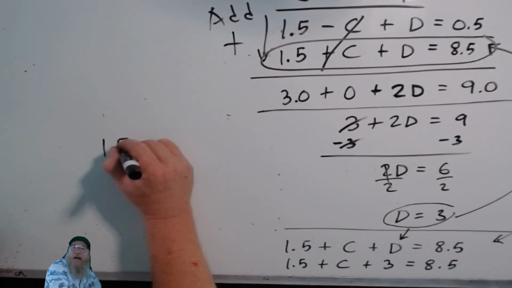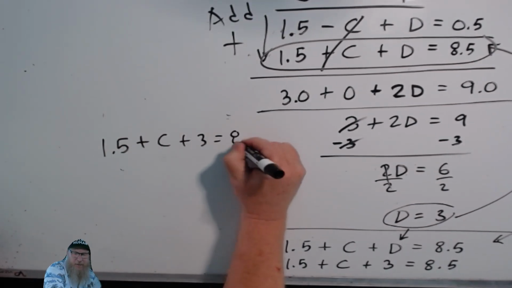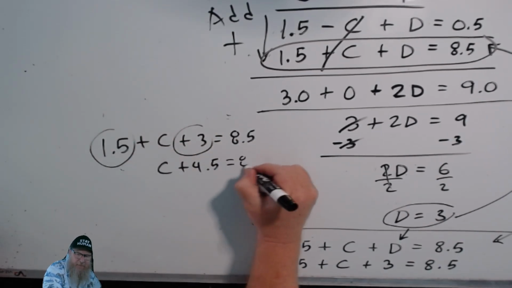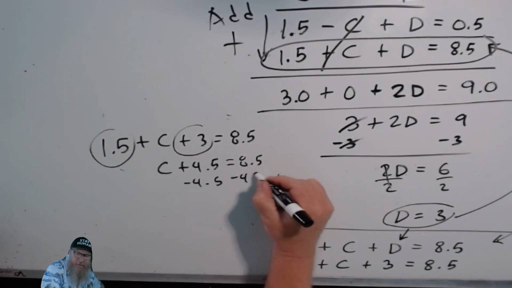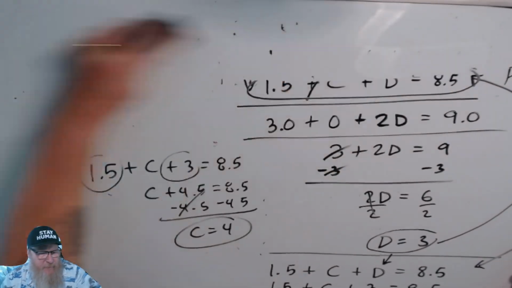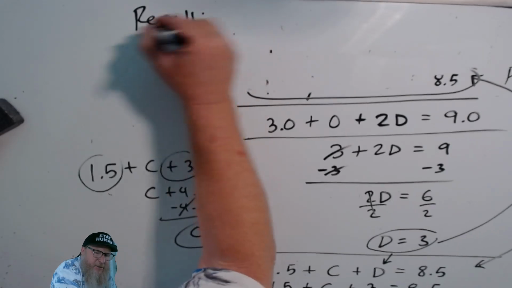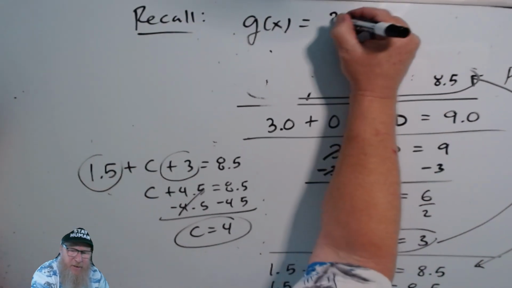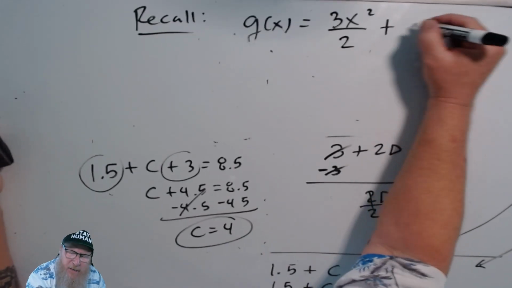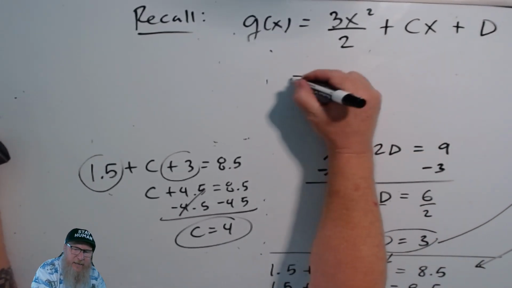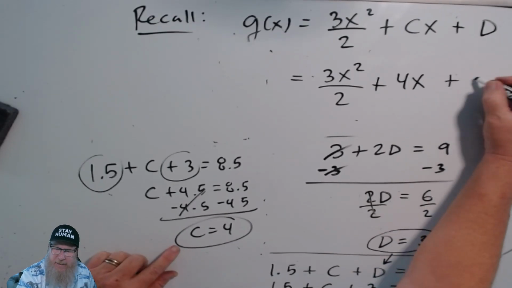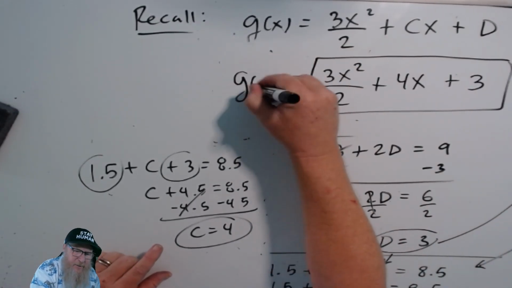So we got 1.5 plus c plus 3 equals 8.5. So 4.5 plus c equals 8.5. So it looks like c is 4. So remember, our answer was g of x equals 3x squared over 2 plus cx plus d. So c is 4 and d is 3. And that is your final answer.